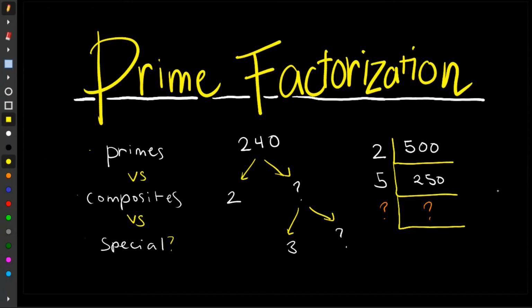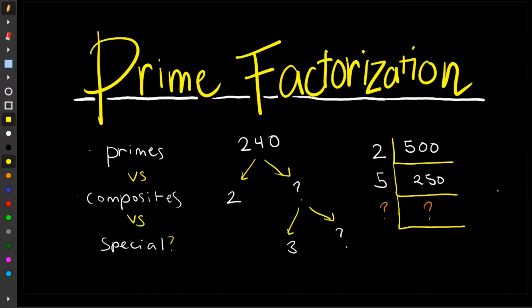So for this video, we'll be talking about prime factorization. Specifically, we'll start with what primes are, what composites are, and special numbers that are neither prime nor composite. After that, we'll discuss prime factorization and two methods in it. The first method is the factor tree method, and the second is the continuous division method.